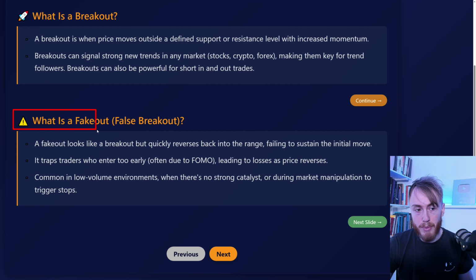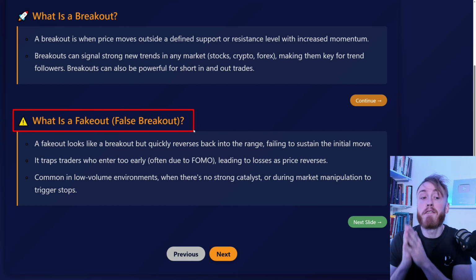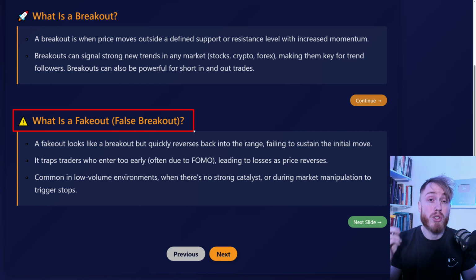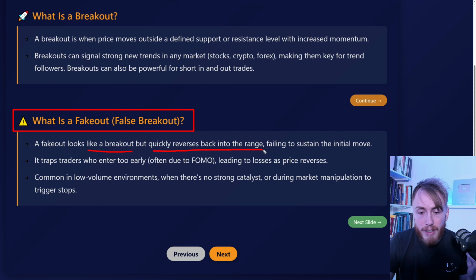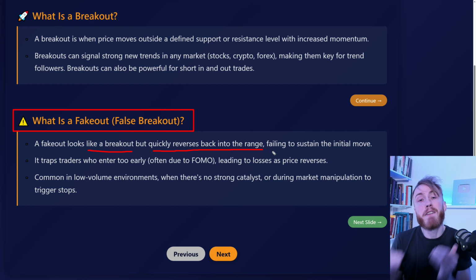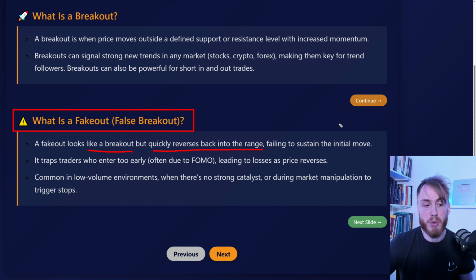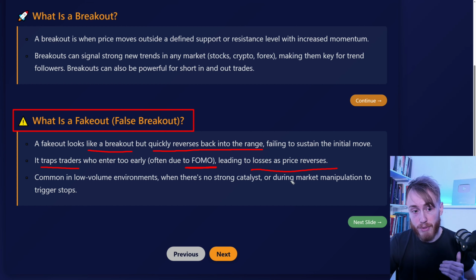However, and this is very important, now let's take a look at what a fake out is, because this is one of the most common traps for beginner traders. A fake out looks like a breakout, but it quickly reverses back into the range, failing to sustain the initial move. What a fake out does is that it traps traders who enter early, and one of the common reasons here is something called FOMO, which can lead to very significant losses as the price reverses.